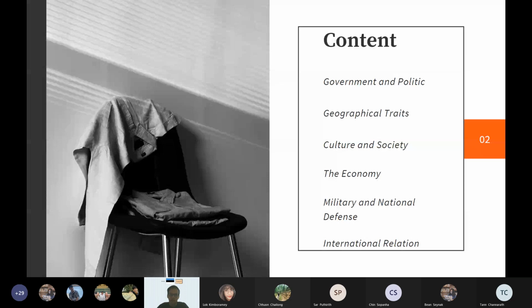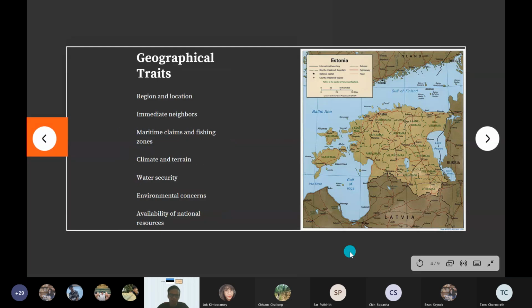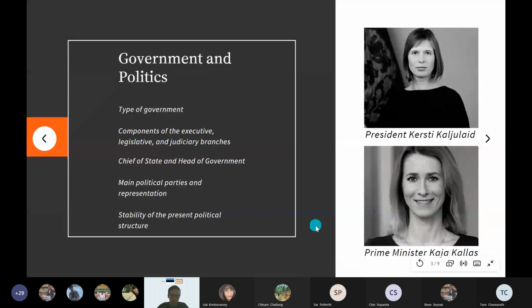The component of the executive, which is the judiciary branch. The Prime Minister appoints the cabinet, approved by Parliament, and we also have 3 branches. We also have 3 courts, chief of state and head of government: President Christine Kajulis, and Prime Minister Kaja Kallas. And for the main political parties and representation, Estonia has 26 chairs. Politics.